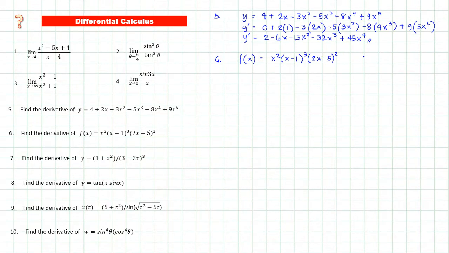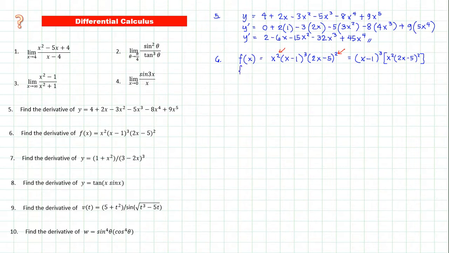Pero, mas madali siguro kung i-simplify muna natin yung ating function. Kasi kung tutuusin, kung makikita ninyo, meron tayong squared dito and meron din tayong squared dyan. Pwede natin yung pagsamahin, guys. And this will become, let's say, (x minus 1) cubed times (x squared times (2x minus 5)) squared, right? Kumbaga, pinagsama ko yung dalawang squared.